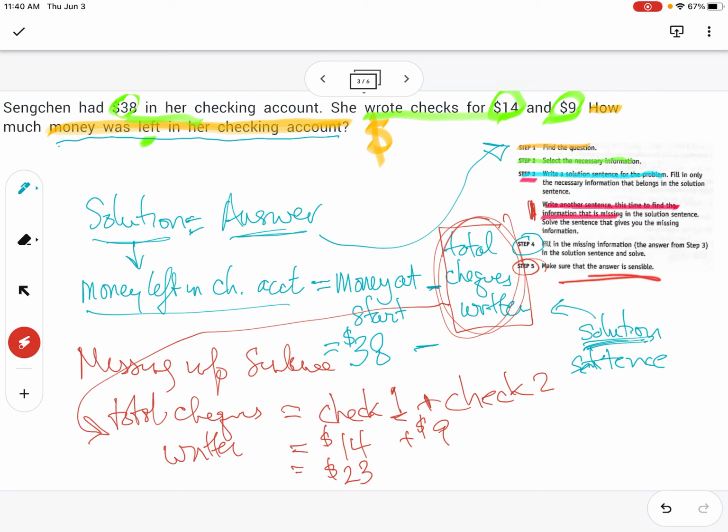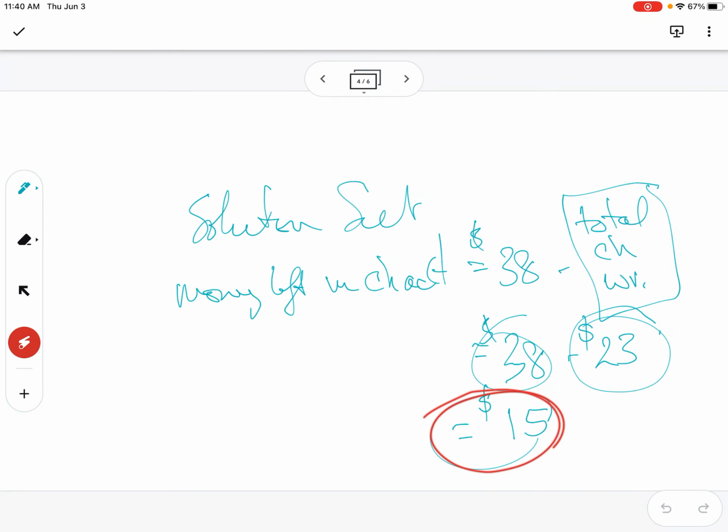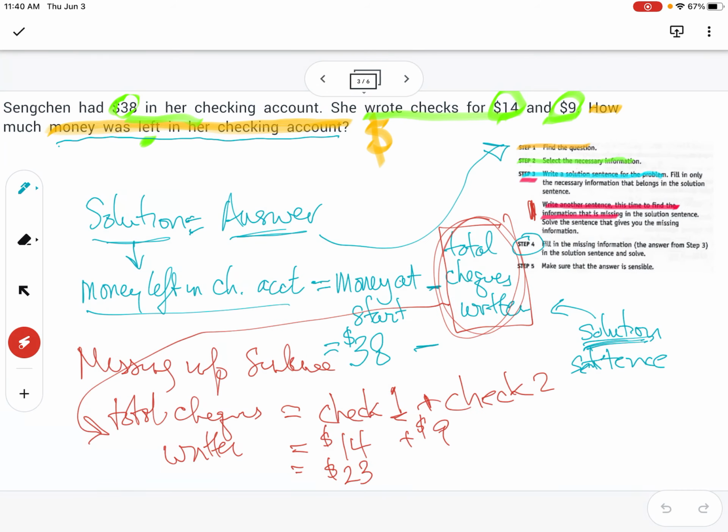Step 5 is always make sure that the answer is sensible. Well, if the person started with $38, spent 14, and then spent another 9, then having, let's see, what was it, $15 left in the account certainly seems reasonable. It should be less for sure, and that seemed reasonable. So there's how we can use the two-sentence strategy for solving a word problem. Start with the solution sentence, then figure out what's missing in that solution sentence, and make a second sentence to help you to find the missing thing.